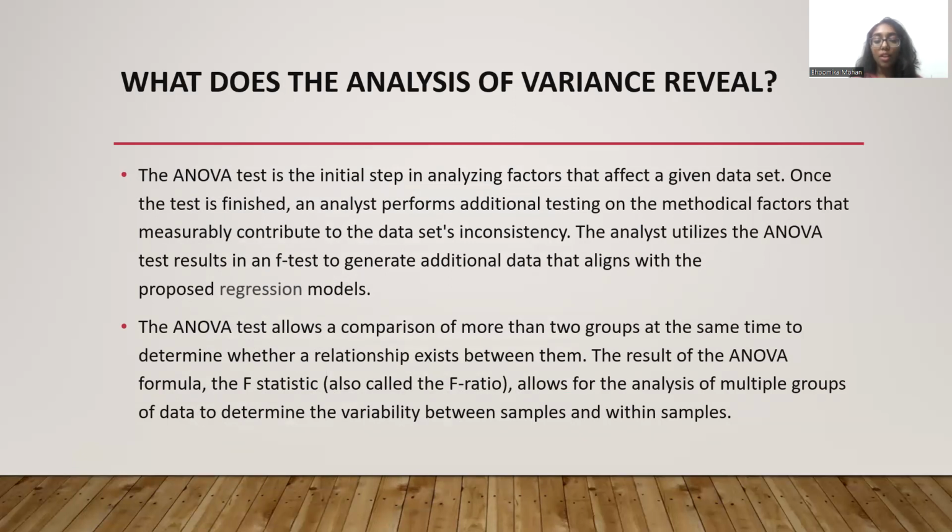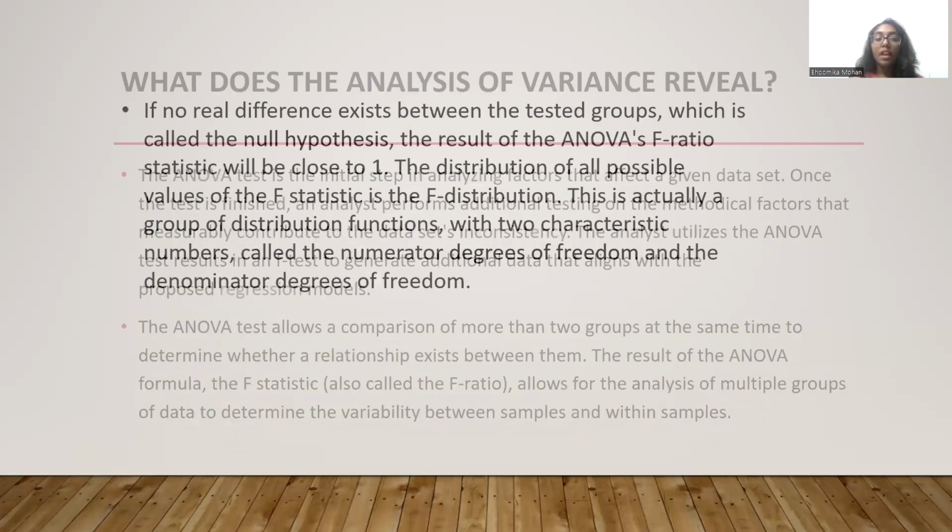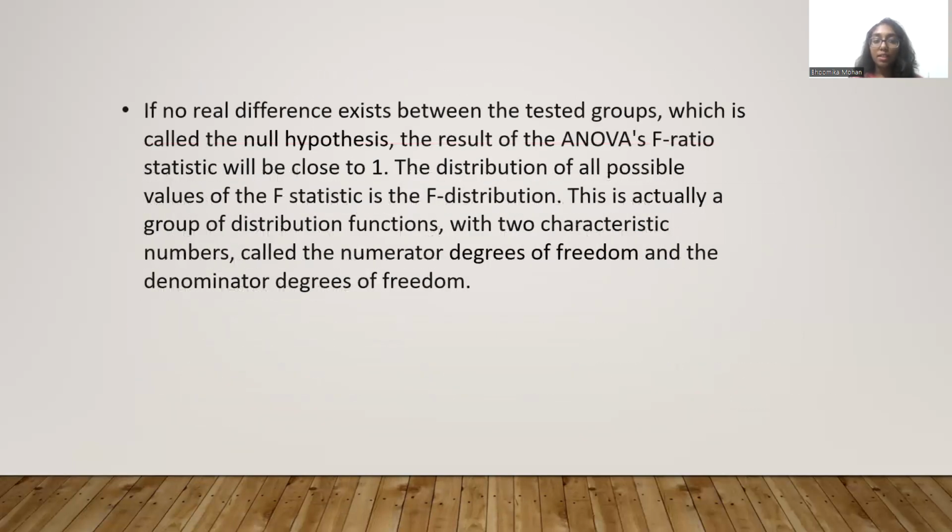The result of the ANOVA formula, the F statistic, also called the F ratio, allows for the analysis of multiple groups of data to determine the variability between samples and within samples. If no real difference exists between the tested groups, which is called the null hypothesis, the result of the ANOVA's F ratio statistic will be close to 1.